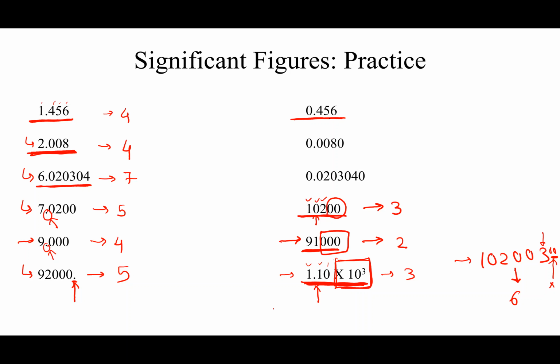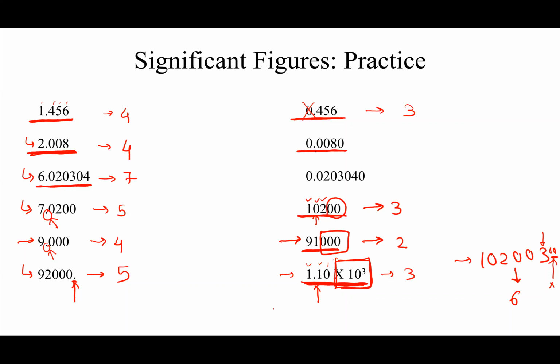Okay. Let's talk about the first one. The number is less than 1. Then all the 0 before your first non-zero number are not going to be counted as significant figures. You see that? Make sense? Yes, sir.